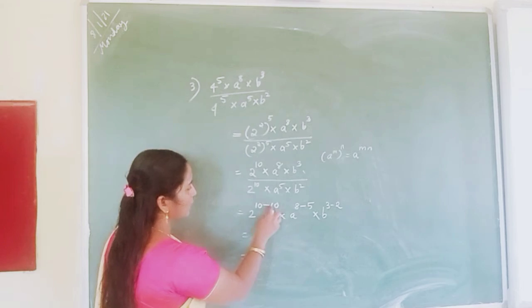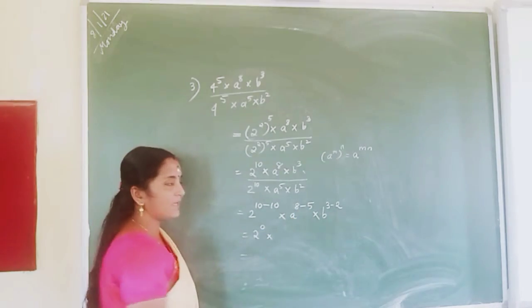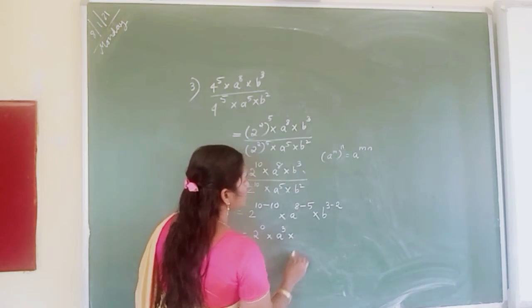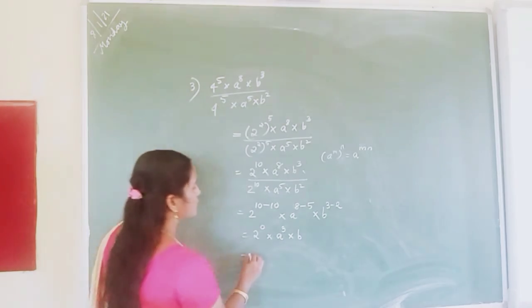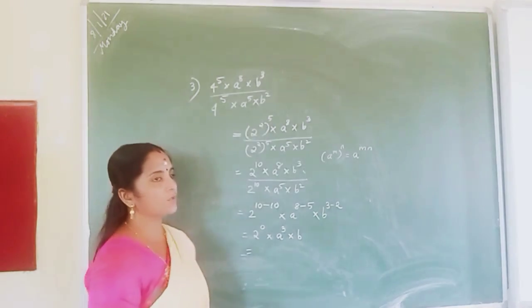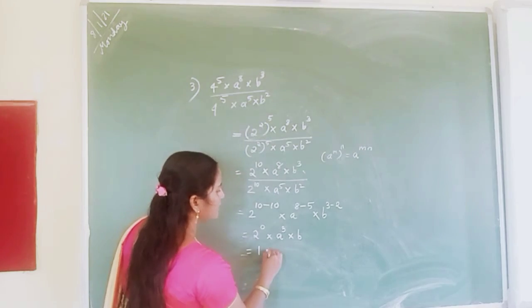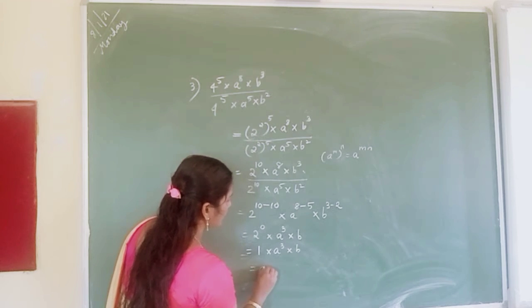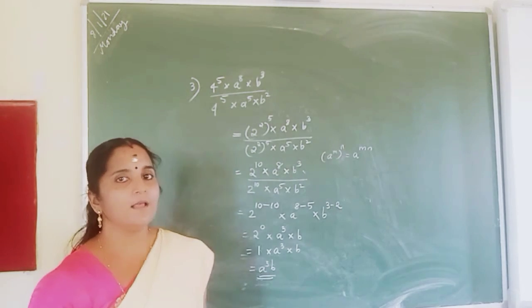So 2 raised to 10 minus 10 is 0. A raised to 8 minus 5 is 3. And b raised to 3 minus 2 is b raised to 1. So any number raised to 0, according to the law of exponents, is 1. So 1 into a cube into b. So what is the final answer? A cube b is the final answer.